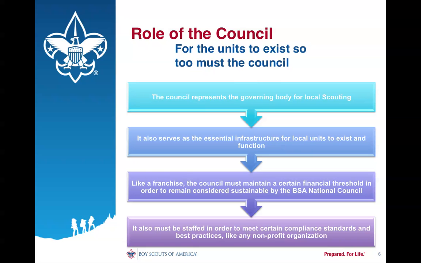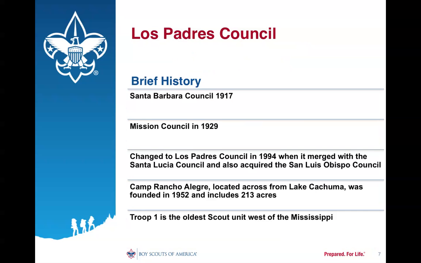It also serves as the essential infrastructure for local units to exist and function. So, just to give you an example, like a franchise, the council must maintain a certain financial threshold in order to remain considered sustainable by the BSA National Council. It also must be staffed in order to meet certain compliance standards and best practices like any nonprofit organization.